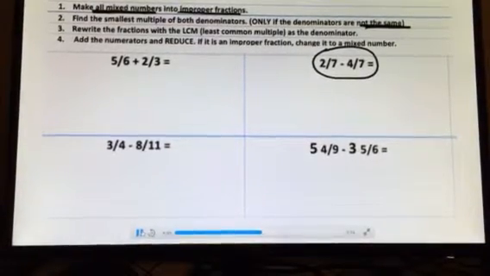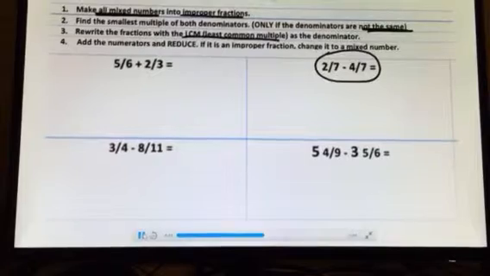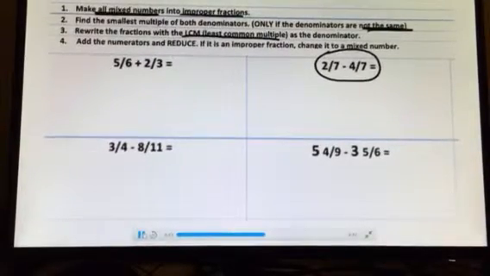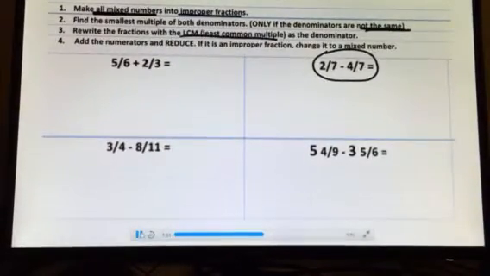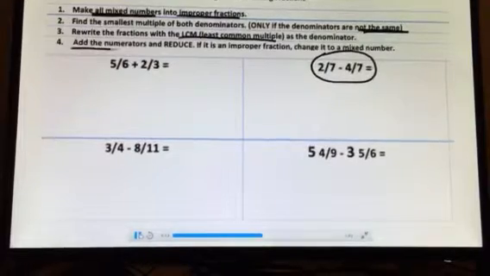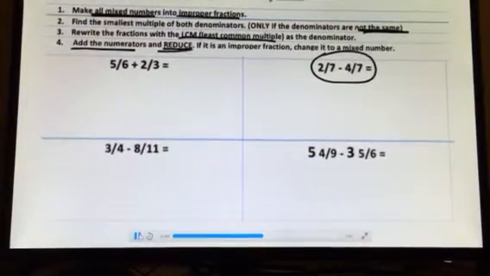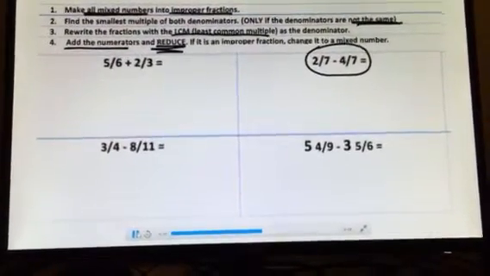We're going to rewrite the fractions with the least common multiple as the denominator. That makes sure the denominators are in the same number. Then you add the numerators and reduce. That's the most important thing.